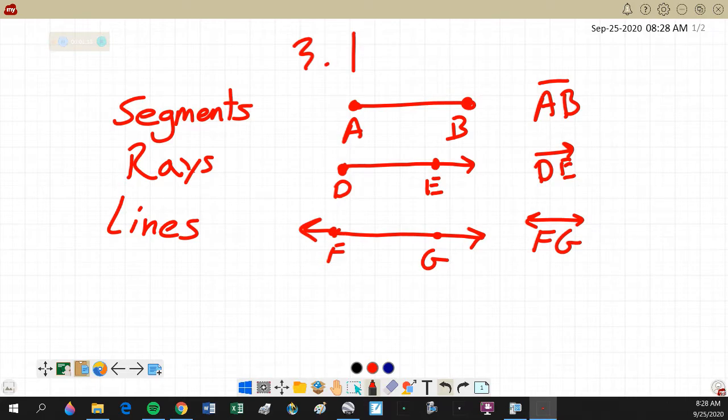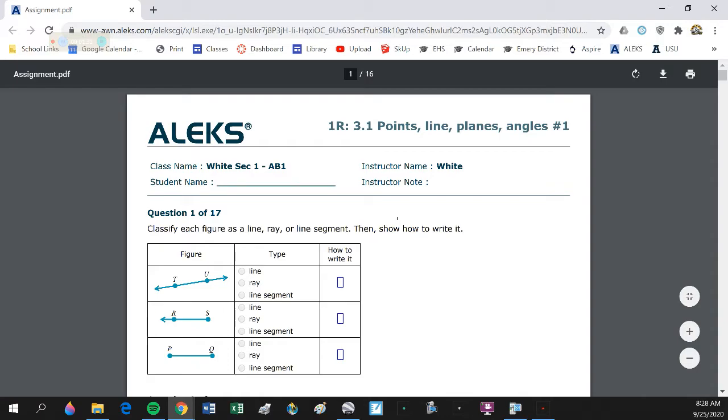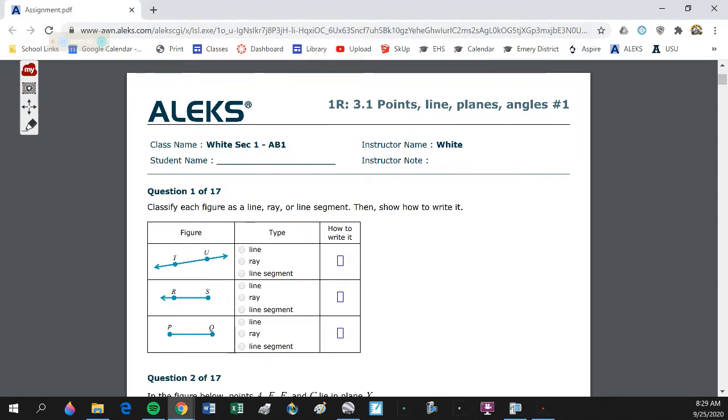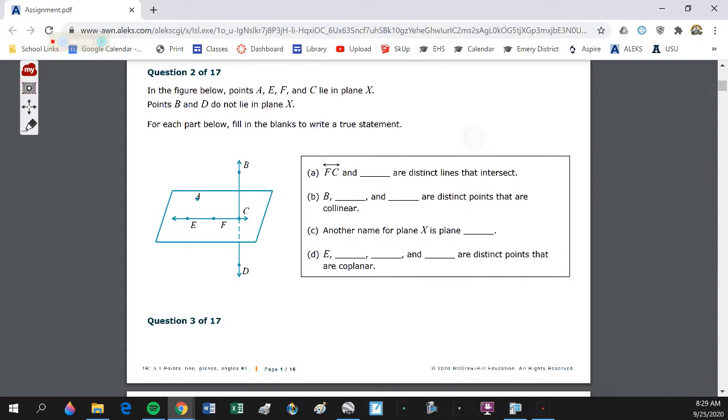Okay, let me pull over the assignment. All right. So here, you're going to pick, is it a line, a ray, a segment, and then in that box, you'll have to build the name. So this one would be TU, and you'd have to choose the figure that had the arrows on both sides. All right, look at number 2.